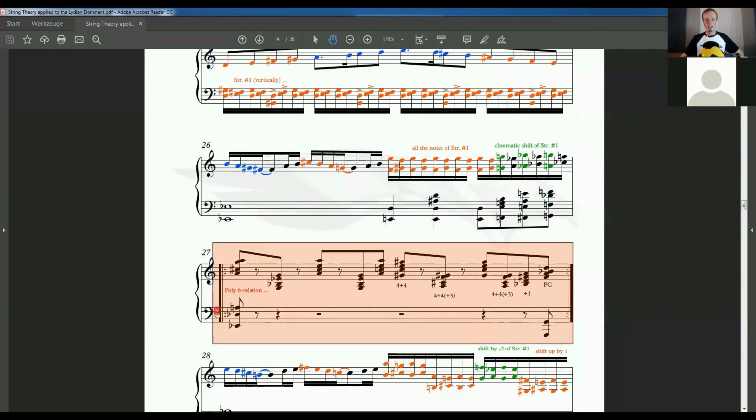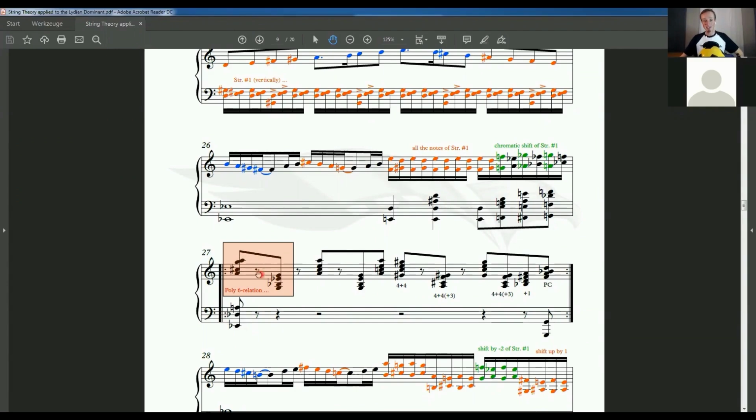Then this is all based on polytonality. That's your poly-6 relation. Look at the root. That's an E flat. On top, we basically have an A major dominant 7th chord. And then we go again right here. That is also our poly-6 relation. So the A major against the E flat major, coming back to a plain A major, coming back to an E major triad.